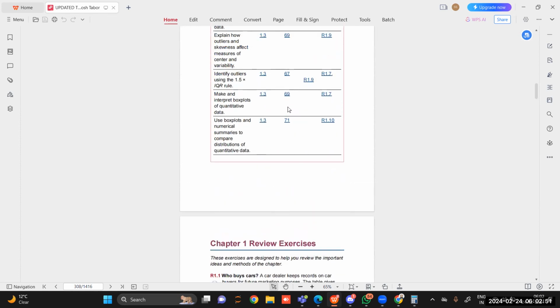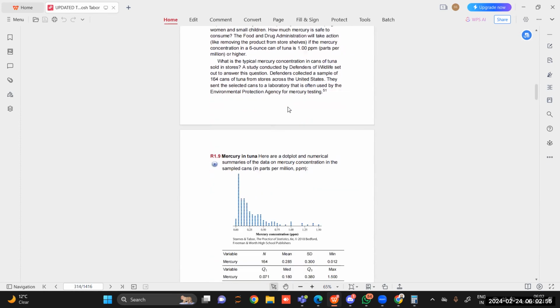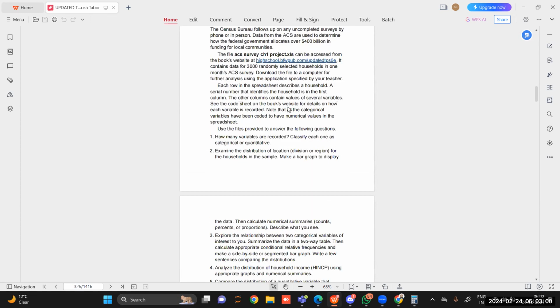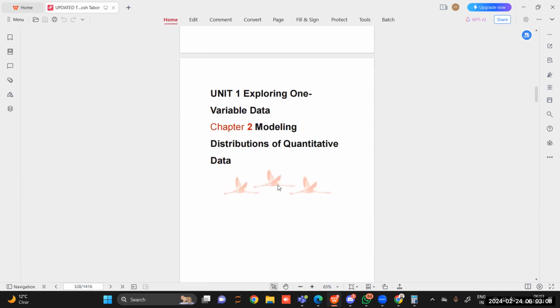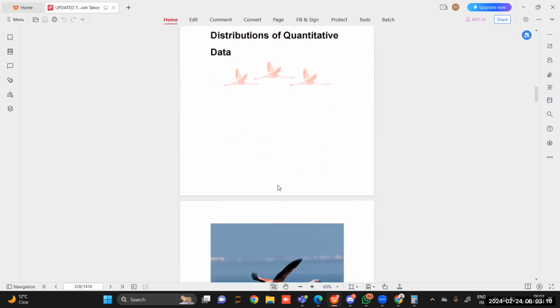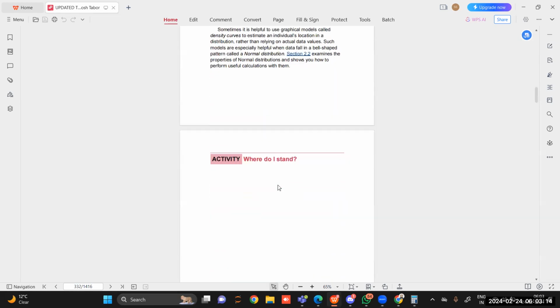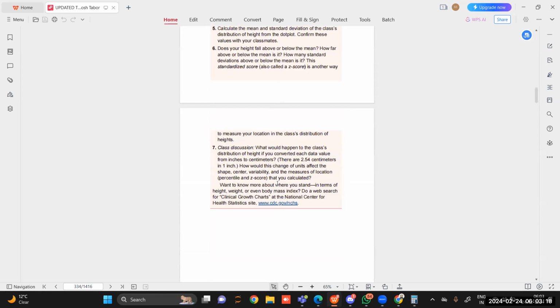Okay, this is okay. Got it. Chapter 2, there are a lot of exercises here. We need the normal model, the bell curve, see unit 1. We are on unit 1 only, and it's chapter 2. So this will be chapter 2 that will be starting inshallah tomorrow. Okay, that's the end of the day.